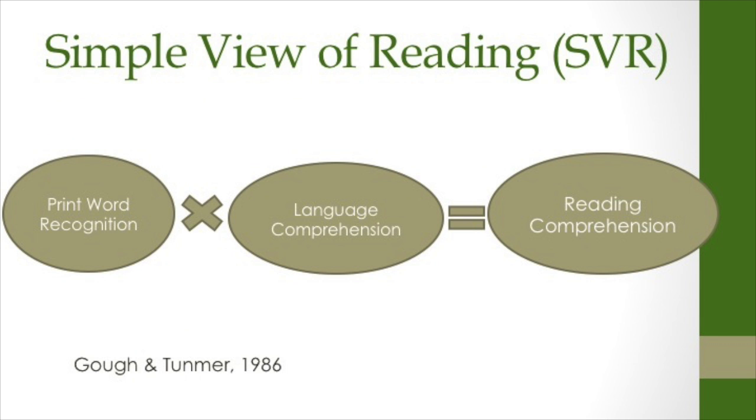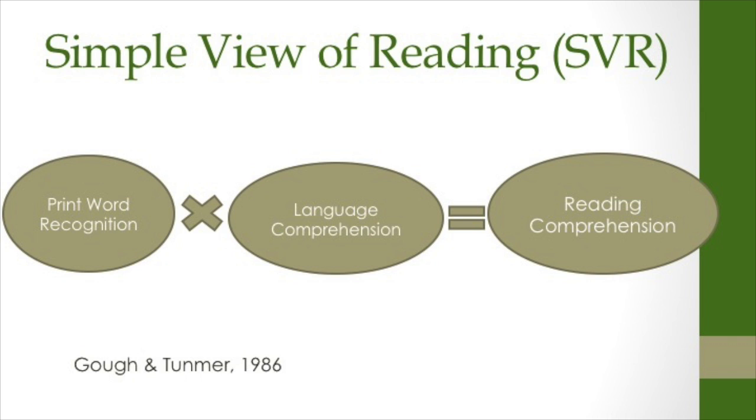Well, one way that we can sort of get our heads wrapped around reading is through something called the simple view of reading. The simple view of reading is really simple, but it's very, very useful as a framework for thinking about reading. And essentially, it's a formula that says, in order for reading comprehension to happen, you need 2 things. There are 2 very important components: printed word recognition and language comprehension, and that the relationship between them is multiplicative. That is, that reading comprehension is printed word recognition times language comprehension.